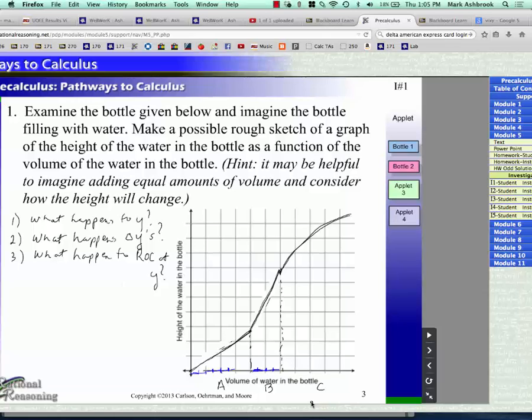Okay, Megan. Which one's Megan? Sorry. So Megan, what's happening in part A of the bottle? Let's go to question 2. What's happening to the changes in Y in part A of the bottle? The changes are increasing.